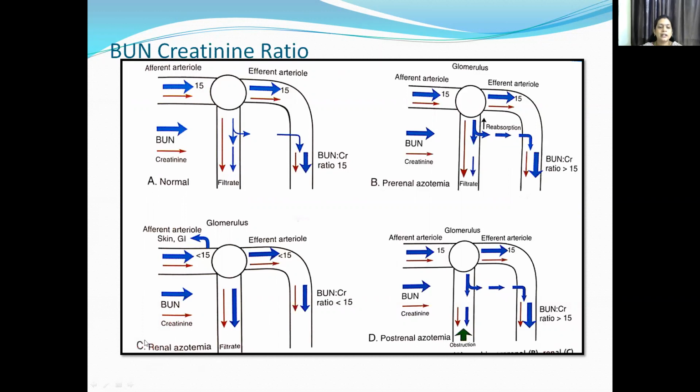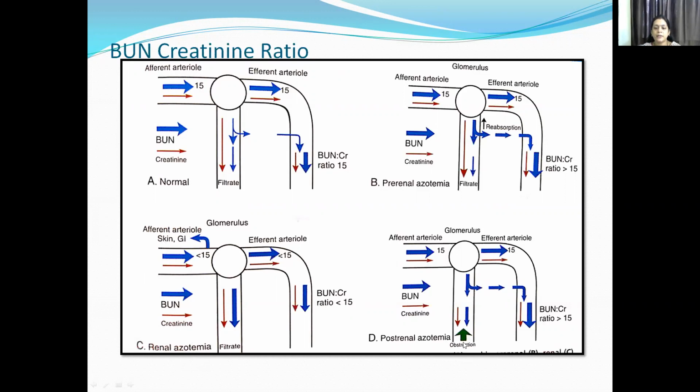Now coming to the renal azotemia. What happens in the renal azotemia? Because the kidney is not able to filtrate properly, there will be other ways of excretion, that is by skin and gastrointestinal tract. So the amount reaching the kidney itself will be less, because it is finding other ways of excretion like skin. Because of that the ratio is generally decreased. So it is less than 15.